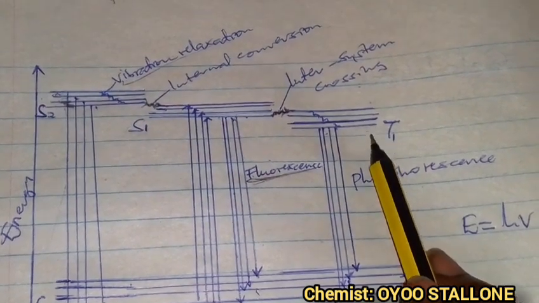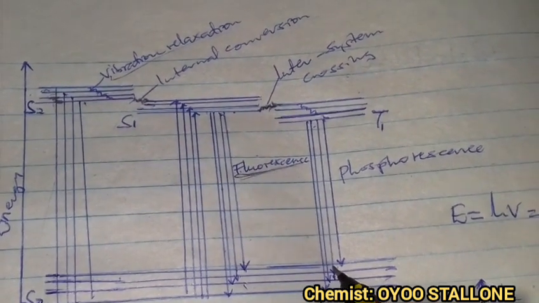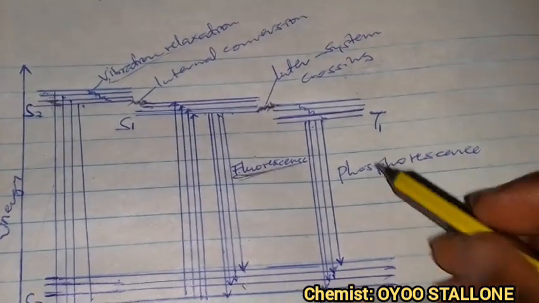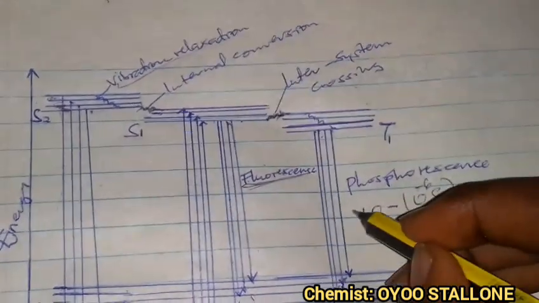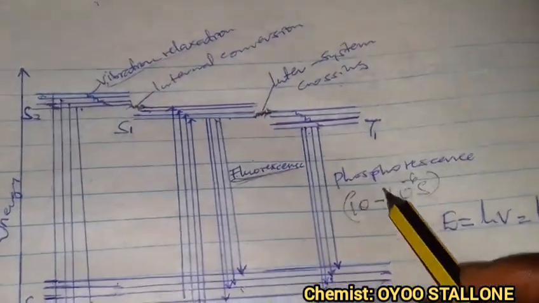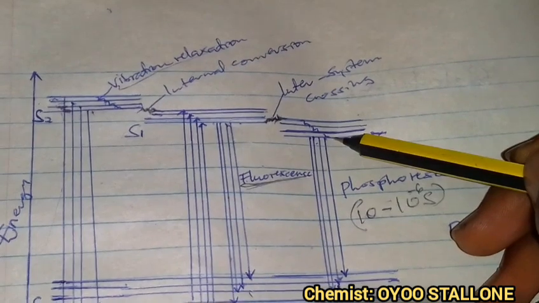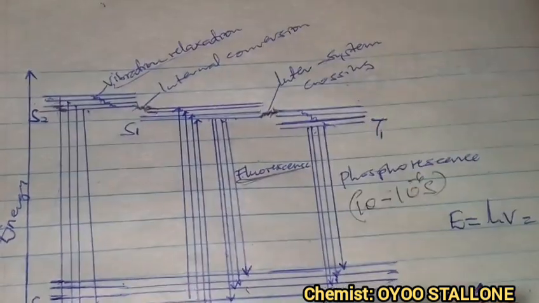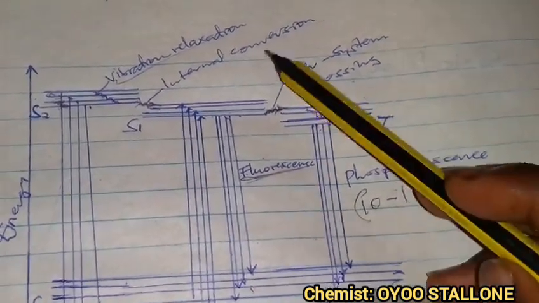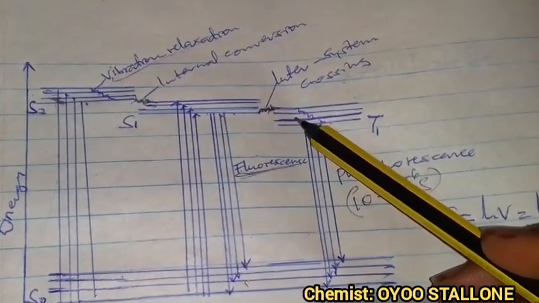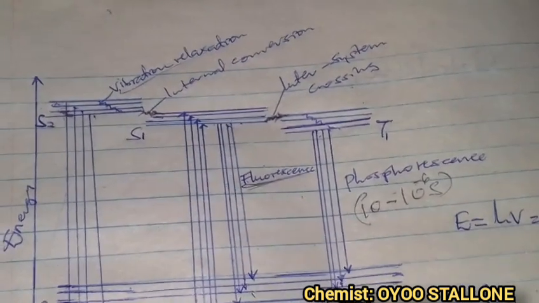And when the electron comes to the lower vibrational level of T1, the triplet state, it goes to the ground state, S0. It emits light, a phenomenon known as phosphorescence, which takes around 10 to the power negative 6 seconds. This process, the transition of the electrons from the triplet state to the ground state, is slower, because the electron comes from the singlet to triplet, then triplet to ground state. All these are known as photophysical processes.